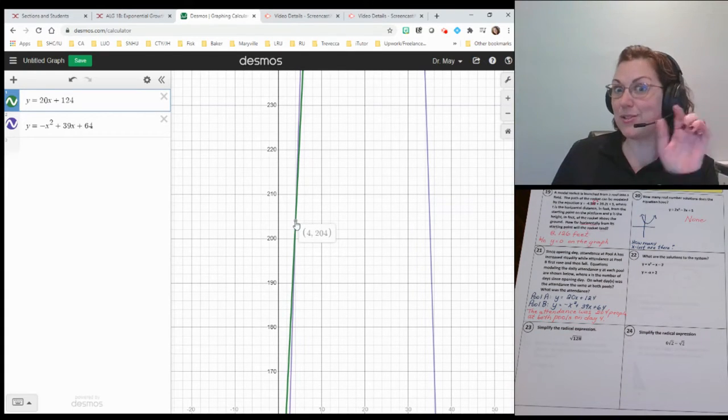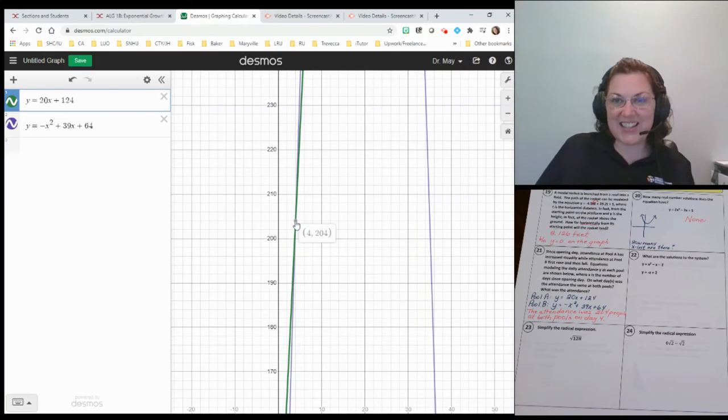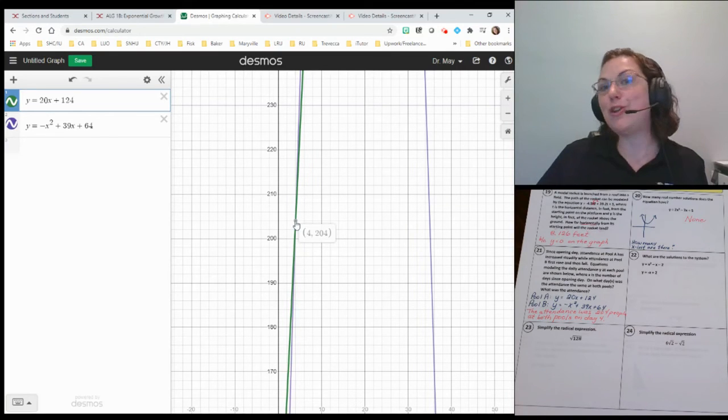Now, remember, Desmos is your friend and is going to do a lot of the heavy lifting here, but you've got to know to zoom out, to drag it till you see that intersection. All of those good things are for you so that you can use Desmos properly.